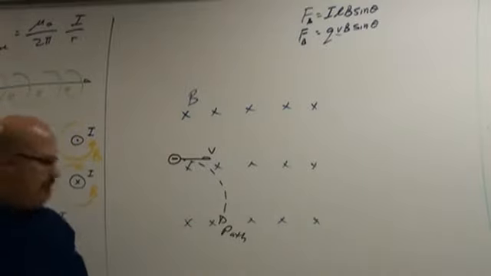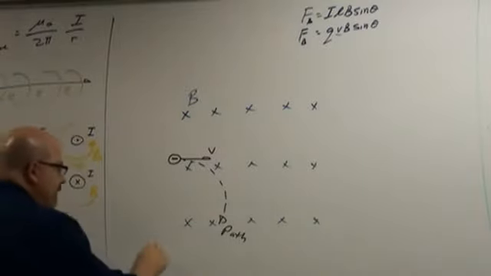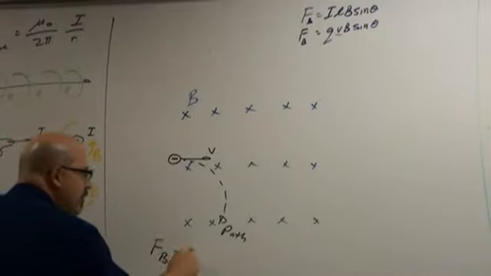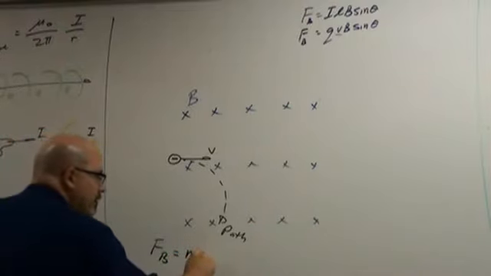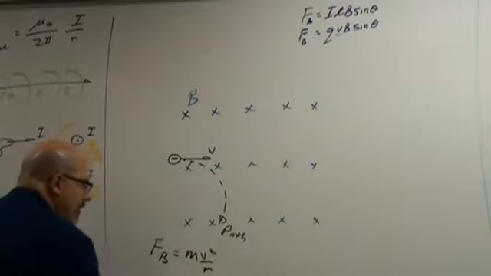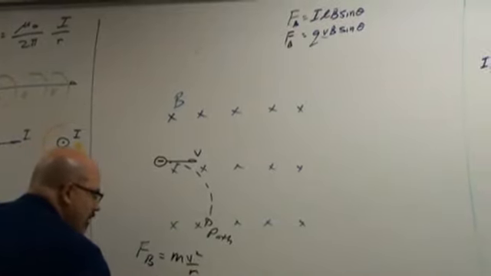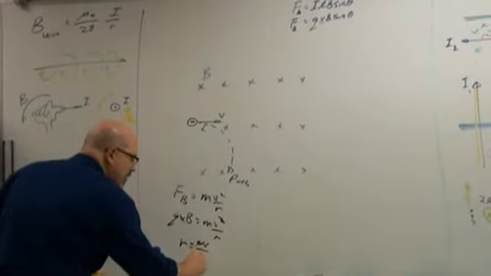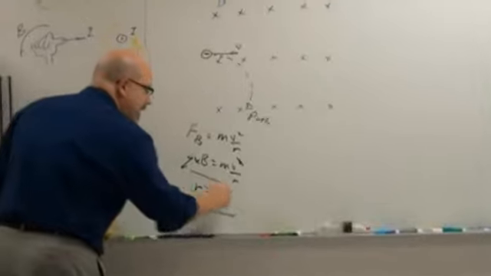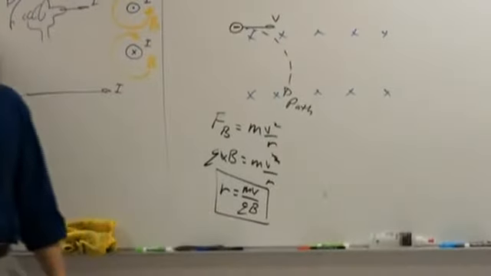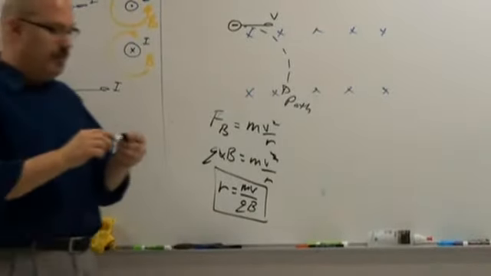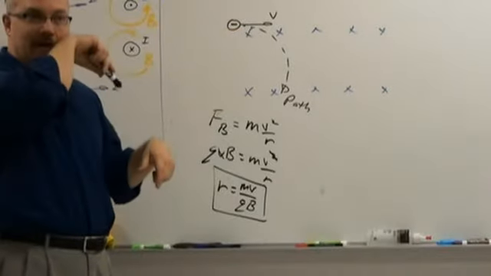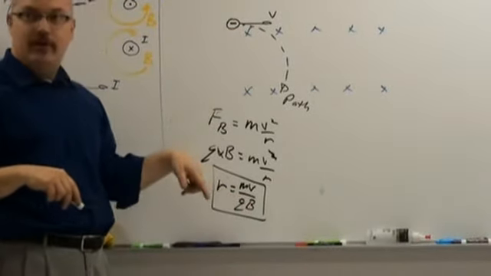Now, remember, the magnetic force equals mv squared over r. That's qvB equals mv squared over r. And one of these v's cancels, and you get r equals mv over qB. That's not on your equation sheet. You've got to remember how to get that, so you can find the radius, or the velocity, or something.